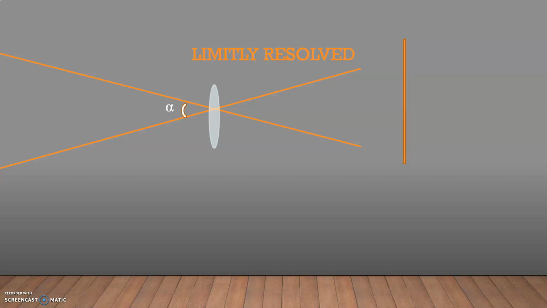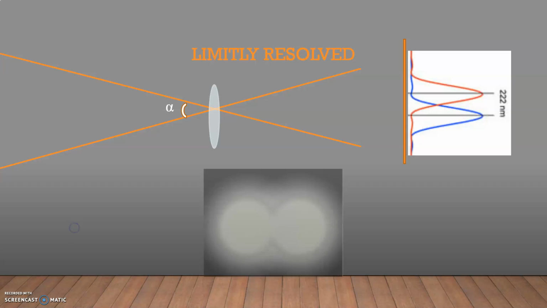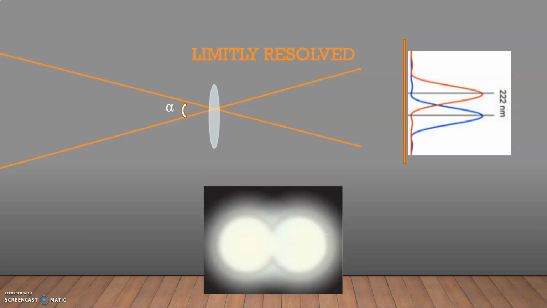The last example is when there is limited resolution. This happens when the central maxima of one diffraction pattern overlaps with the first minimum of the other. The two objects are just resolvable when this happens. As we can see here, we can kind of tell they're separate images, but it's kind of blurring. And there's the central maxima of one overlapping the first minima of the other.